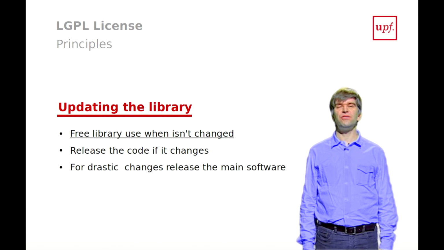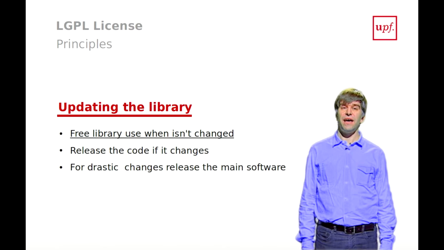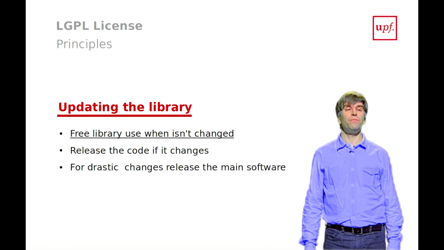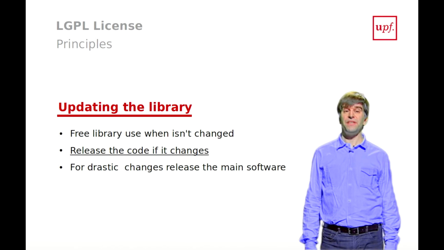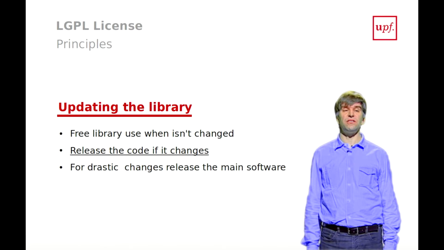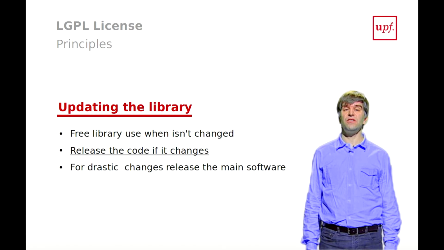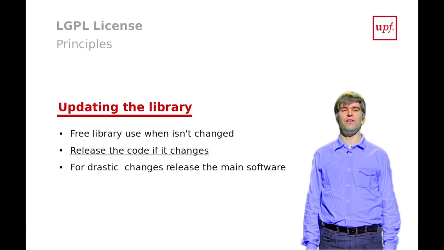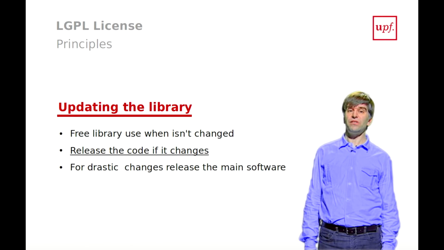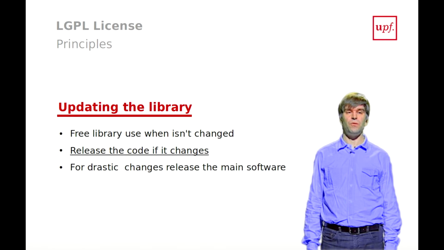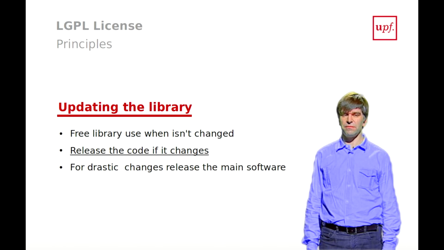Updating the library. If a software makes use of the LGPL library as is, the software does not need to be released as free software. But if the producer of the software makes changes to the library, then that person is obliged to release the code of the new version of the library, so the ones that receive the software can study, update, and redistribute the changes freely.